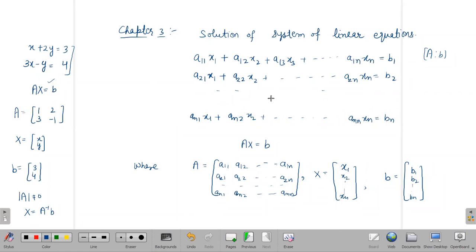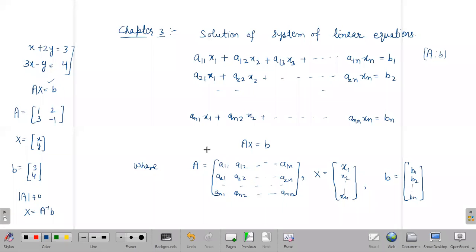Means if the system is 3 cross 3, then you have to find 3 values. If the system is 2 cross 2, then you have to find 2 values. If it is 4 cross 4, you have to find 4 values. So this is the case, means you have to work on the 4 values.